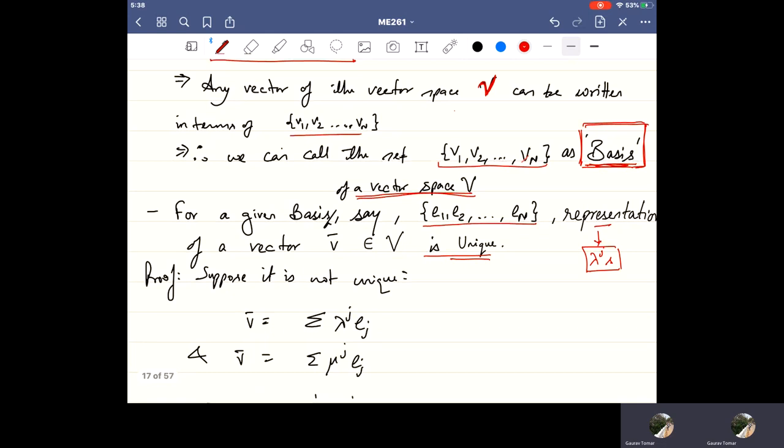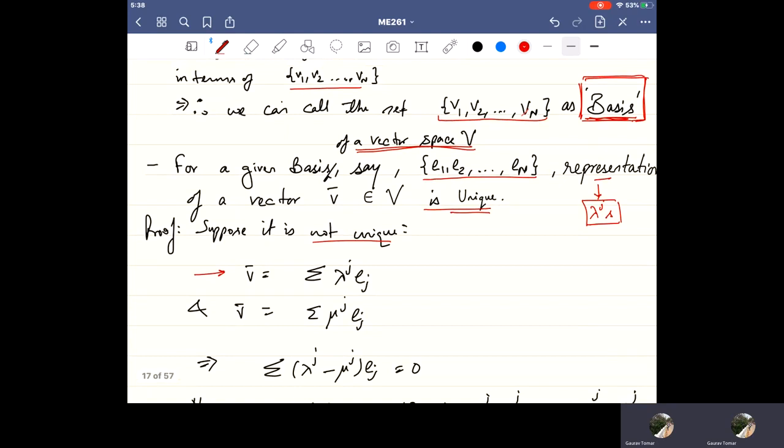So let's say it's not unique. That means you can write V as the sum of lambda j ej, and you can also write it as the sum of mu j ej, where the lambda j and mu j are not the same values. Now we can subtract these two, and we get the summation of lambda j minus mu j times ej, where j runs from 1 to n, equal to the zero vector.